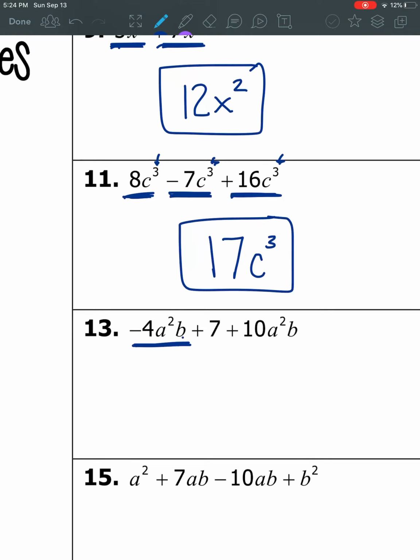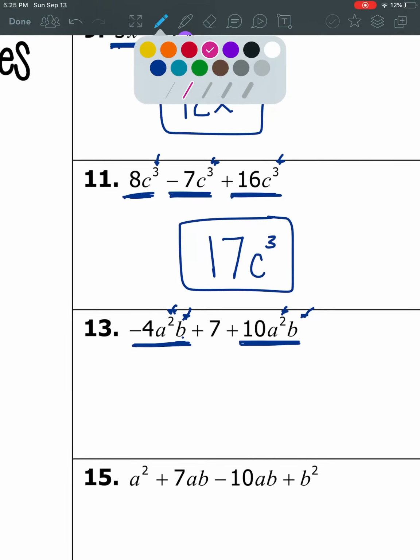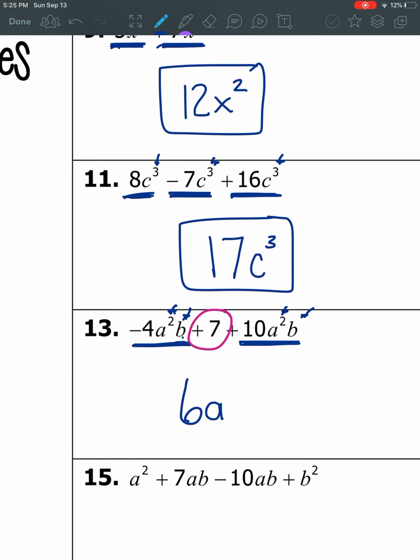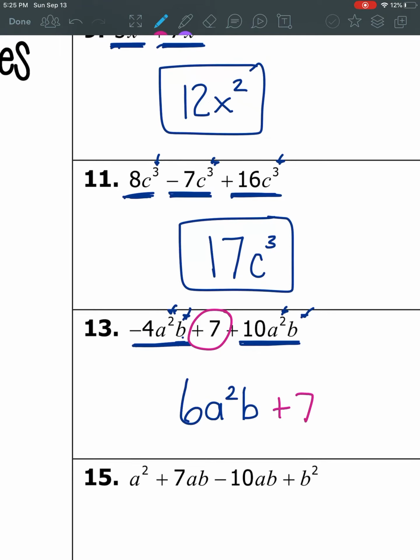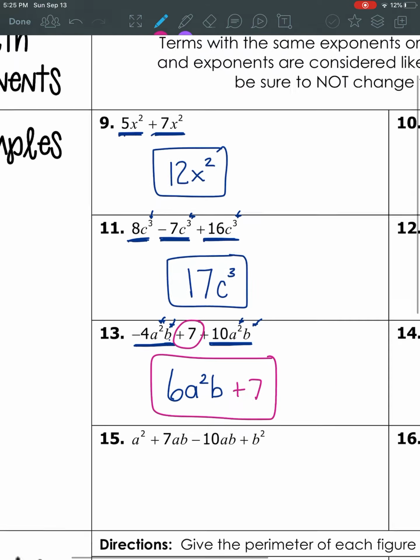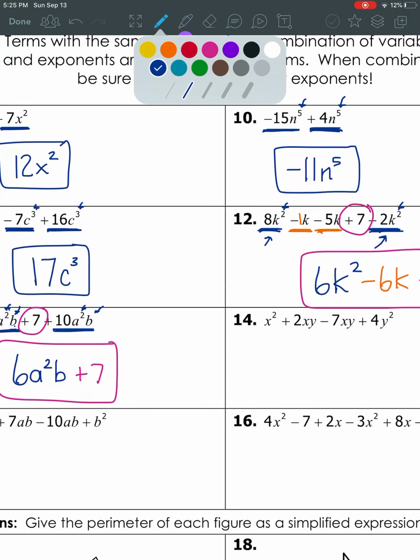All right. Now, these have multiple variables. So if you see a squared b, it has to be the exact same thing as that. So this a squared b down here does work. It has the same exponent here and no exponent on the b. Same exponent, none there. And then the plus 7 is our constant. So negative 4 plus 10 is 6. So 6a squared b. Remember, we keep the variables and exponents exactly how they are. And then plus 7.